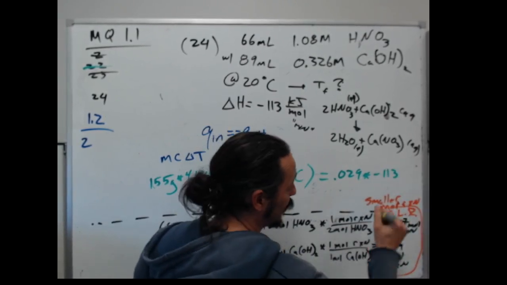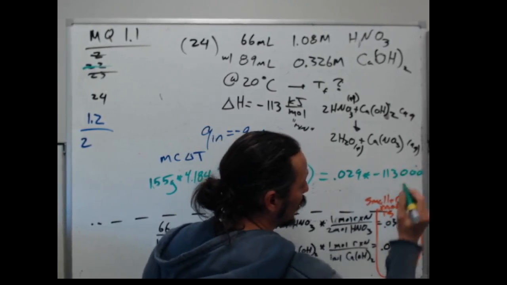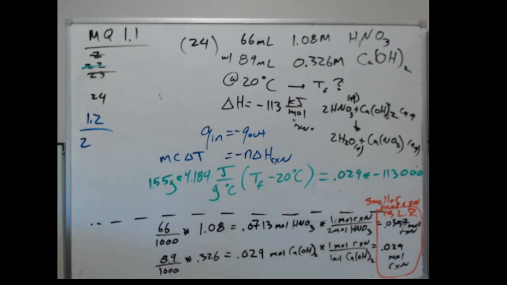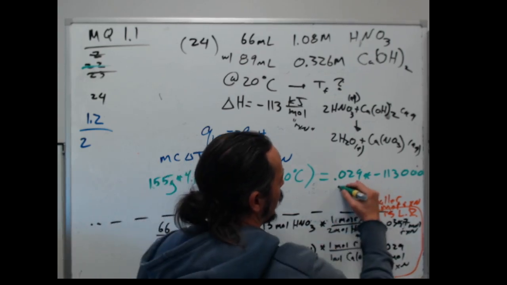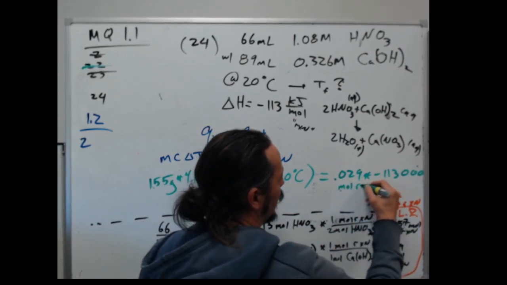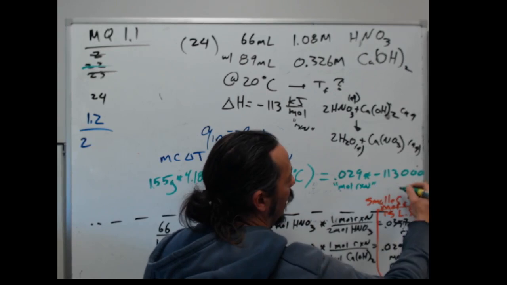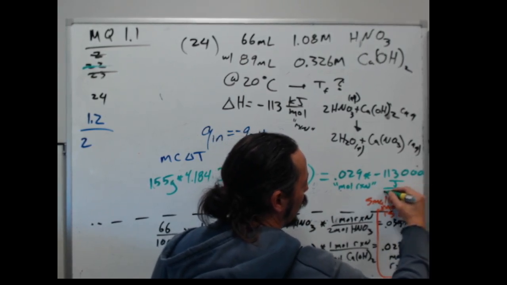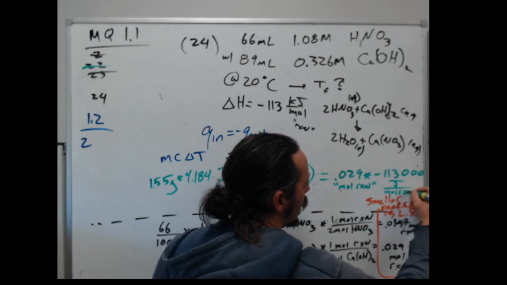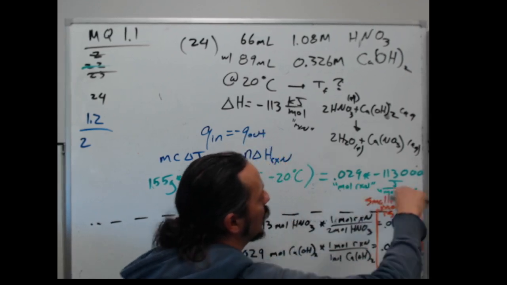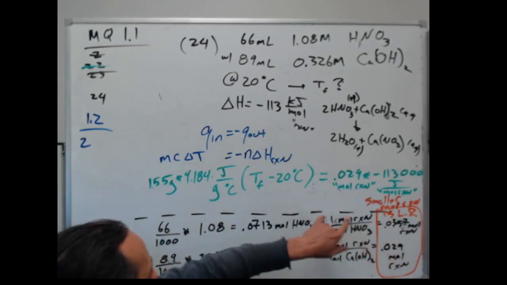-113. I'm going to do an extra check. 000. I'm turning it into joules there. I'm doing a quick multiply by 1,000 to make it joules. Now all of my units should match. This is in moles of reaction. And this is in joules per mole reaction. Moles of reaction will cancel out. This will be in joules.